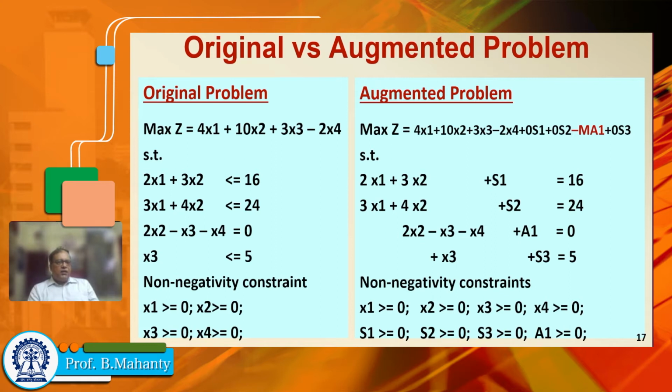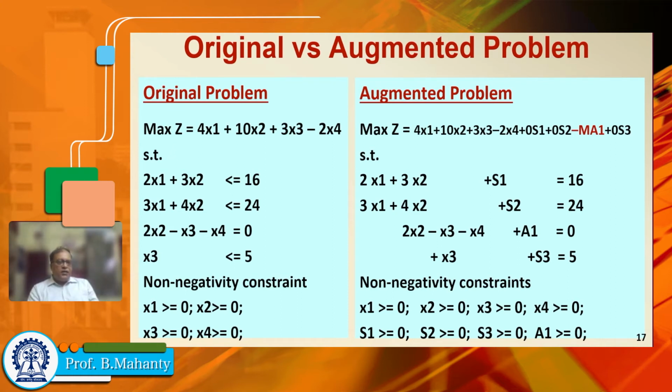So this is an equality constraint, so we need an artificial variable. We have already discussed this time and again, that if you have a less than equal to constraint, then you have to add a slack variable, then we can make an equality constraint. So this is what we have done for the first constraint. If you have here again a less than equal to constraint, we add a slack variable and there is no problem. But here is an equality constraint.